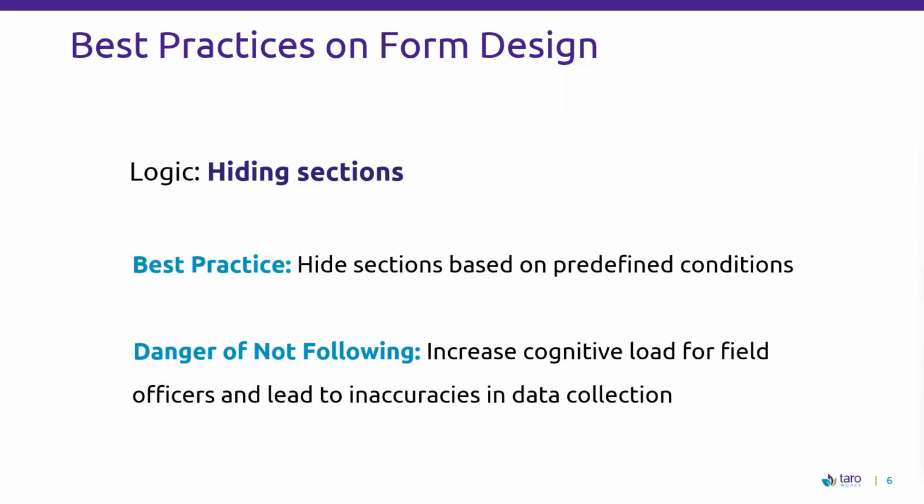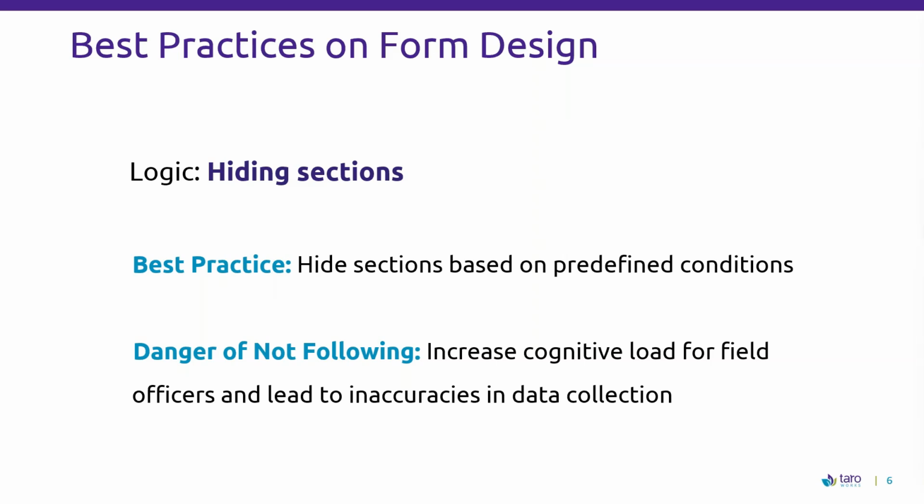Logic, hiding sections. Best practice: hide entire sections of a form based on predefined conditions. Danger of not following: failing to implement conditional visibility can overwhelm agents, increase cognitive load for field officers, complicate training, and lead to inaccuracies in data collection, particularly for complex workflows.